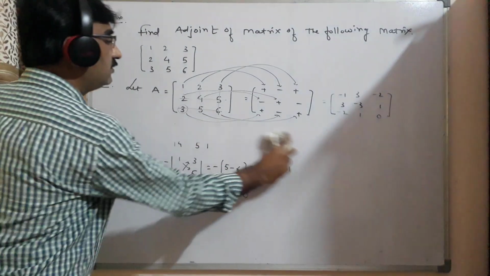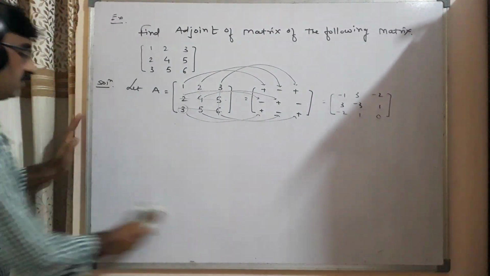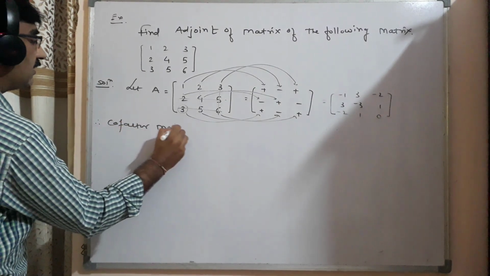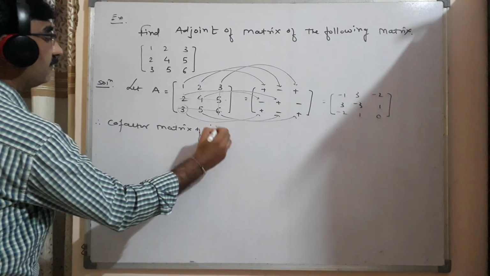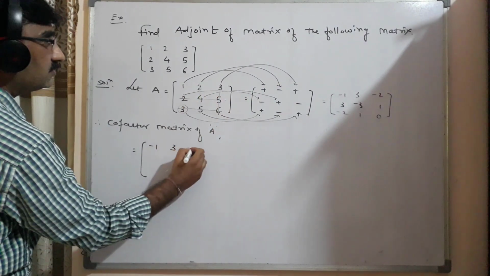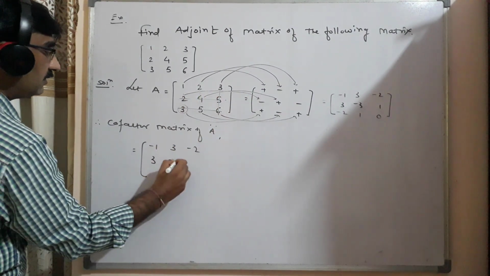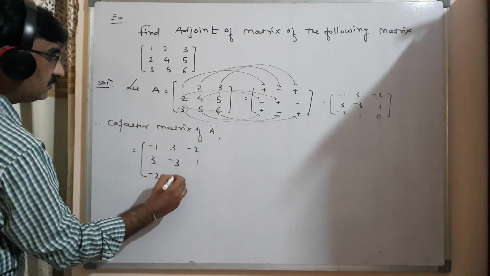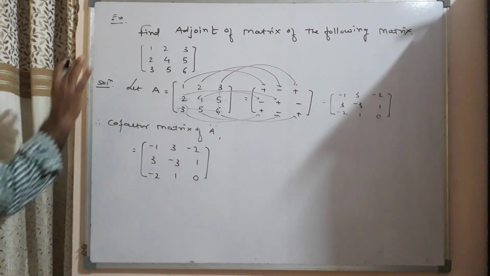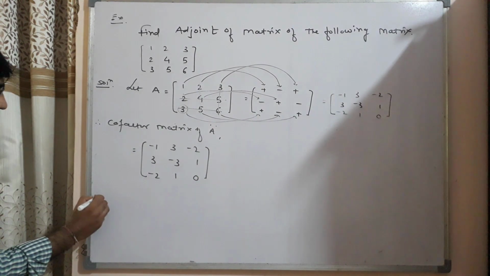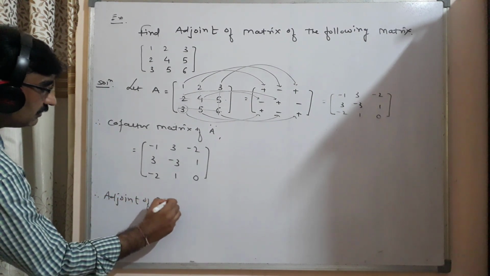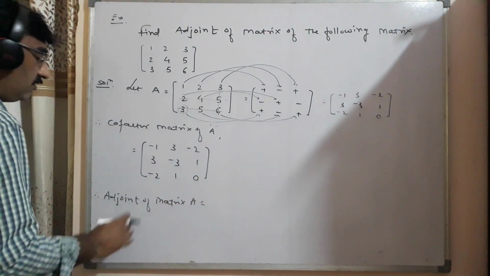So we write down now the cofactor matrix. So therefore, cofactor matrix of A is equal to, I write down again the same matrix, -1, 3, -2, 3, -3, 1 and -2, 1, 0. This is called the cofactor matrix of A. Now we find out the adjoint of A. Therefore, adjoint of matrix A. So how do we define adjoint?